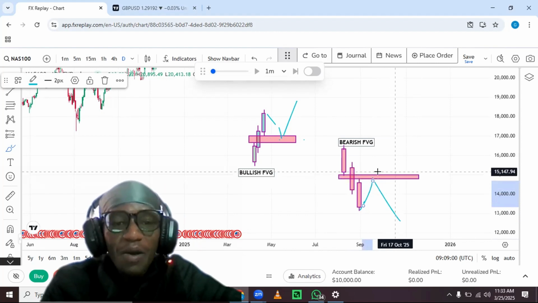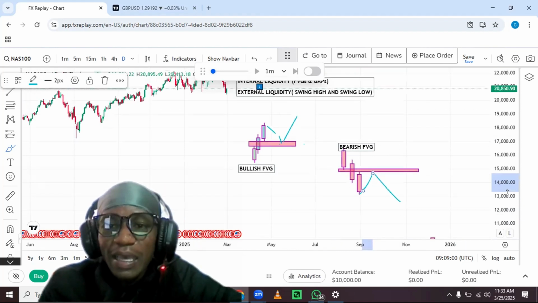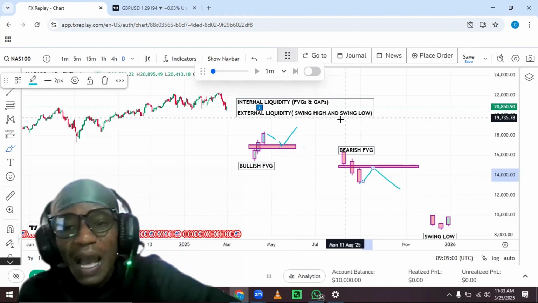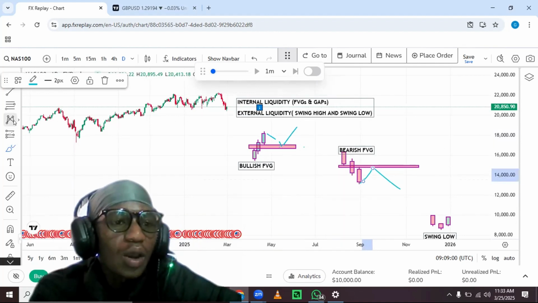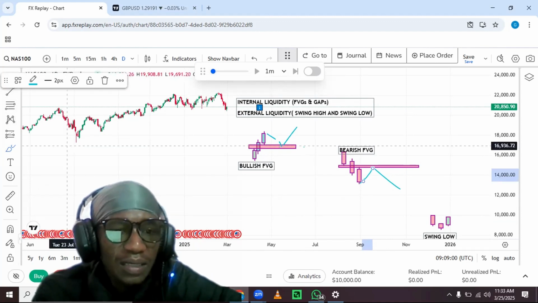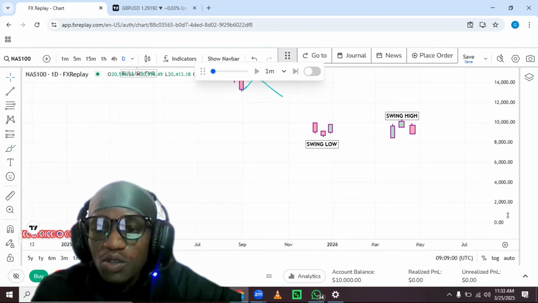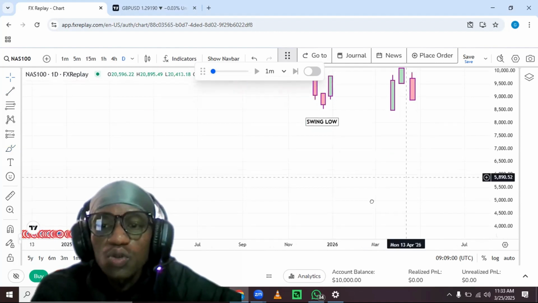And now, external liquidity. What is external liquidity? Your external liquidity is your swing high and your swing low points, right? Swing high and swing low points. So what's your swing high and what's your swing low?